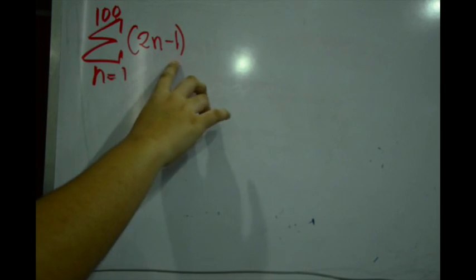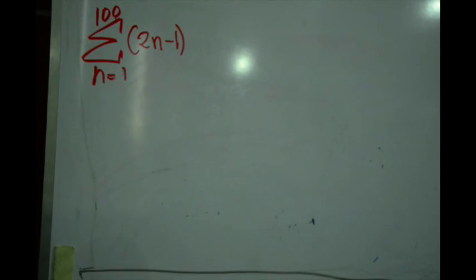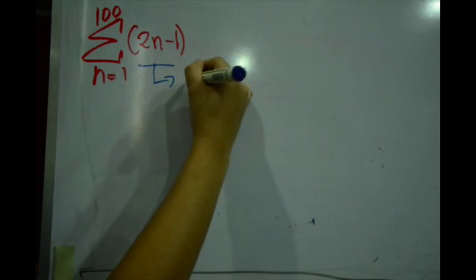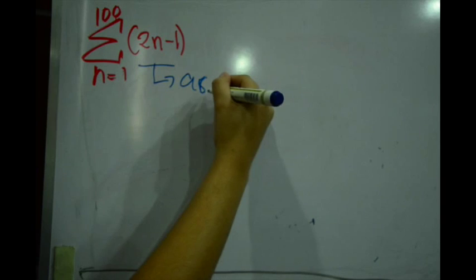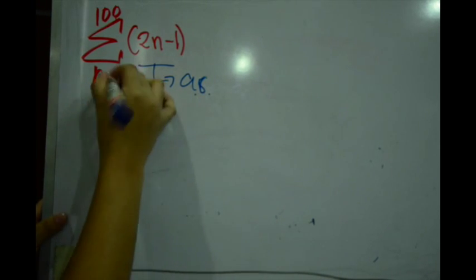Of 2n minus 1 from 1 to 100, you can see that this equation is what they call the arithmetic sequence. Now, to get the first term, we're just going to substitute 1.